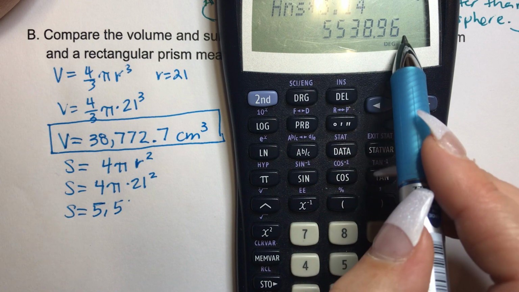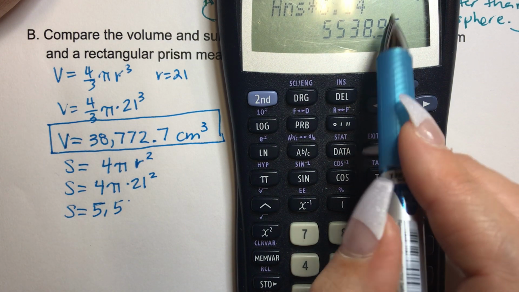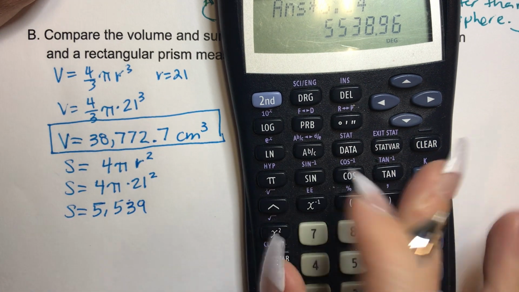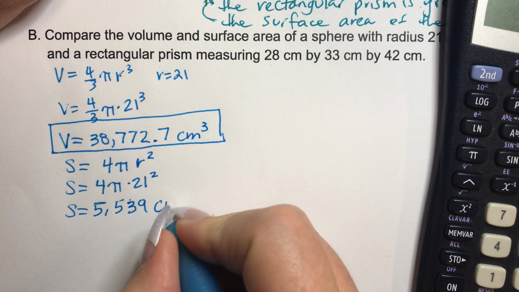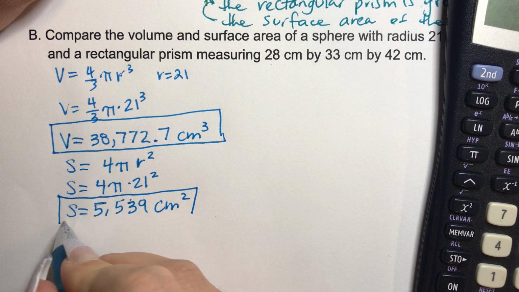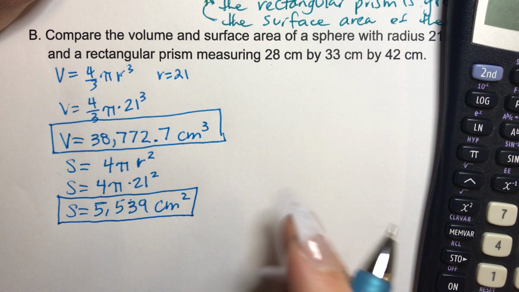Gotta round to the nearest tenth. This rounds this up to 0, which would round that up to 9. So 539, and its surface area, and area is always squared. So the surface area of the sphere is 5,539.